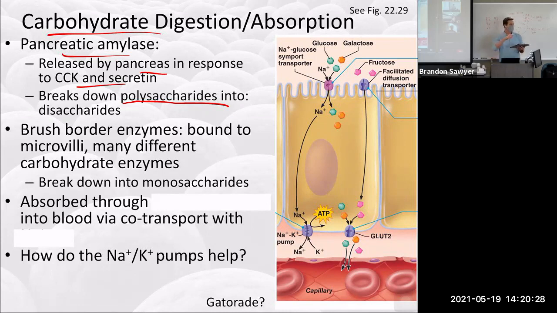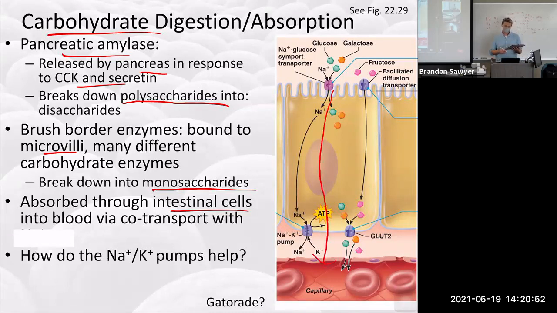And then those disaccharides will interact with brush border enzymes that are found on those cells, on the microvilli, and that's going to break them down into the monosaccharides. And so we got to get them down to monosaccharides before we can absorb these. Okay, so then that's the digestive process, and then these are absorbed through these intestinal cells into the blood. So it kind of just goes right through the cell, all the way straight through into the blood, okay? But it does it with the help of sodium, okay?